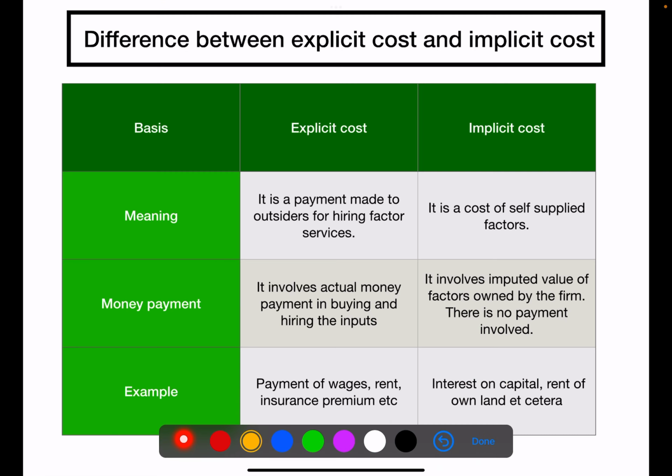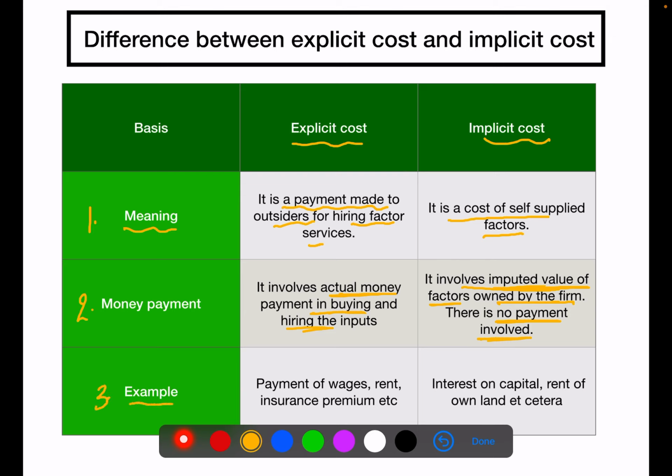Now next is the difference between explicit cost and implicit cost. So it should be in table form. First point for the difference is meaning. Meaning we have already discussed. Explicit is a payment made to the outsider for hiring the factor services. Implicit is a cost of self-supplied factor. Second is money payment. Explicit cost involves actual money payment in buying and hiring the inputs, while implicit cost involves the imputed value. We always take the imputed or the estimated value of the factors owned by the firm. So there is no payment involved in this.